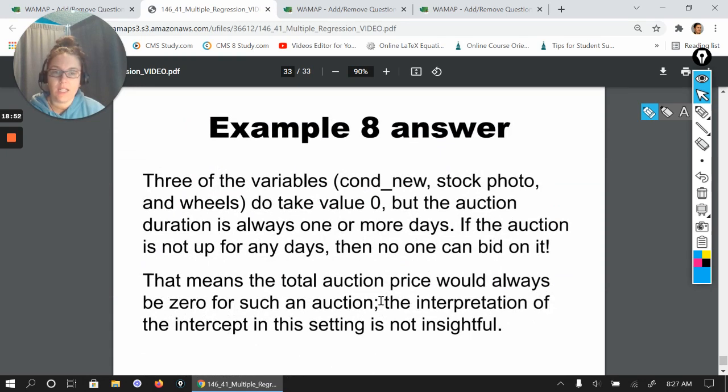So this slide basically explains that same thing. Three of the variables, the condition new, the stock photo, and the wheels, do take value of 0, but the auction duration is always 1 or more days. If the auction is not up for any days, then no one can bid on it. That means the total auction price would always be 0 for such an auction. The interpretation of the intercept in this setting is not insightful, meaning we can try to interpret it the way we would with an algebra equation, but it won't make total sense in this scenario.